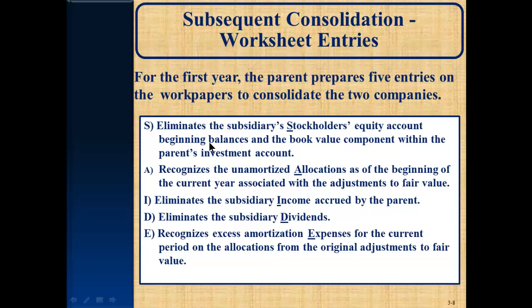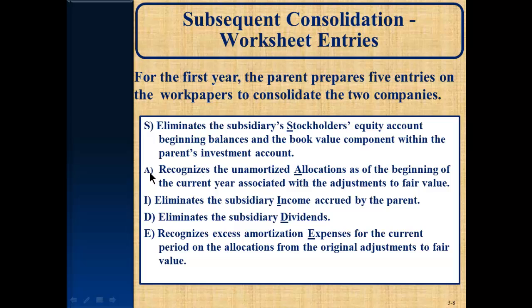You're going to get it down to zero. And how do you eliminate that? Well, you eliminate it against the stockholders' equity accounts for the subsidiary. You're buying either 80% or 100% of the stock of the subsidiary. That stock is not going to be presented on the consolidated statement. So you're going to get rid of that: you're going to debit the stock of the subsidiary on your worksheet, and you will credit the investment that your parent has in that subsidiary.